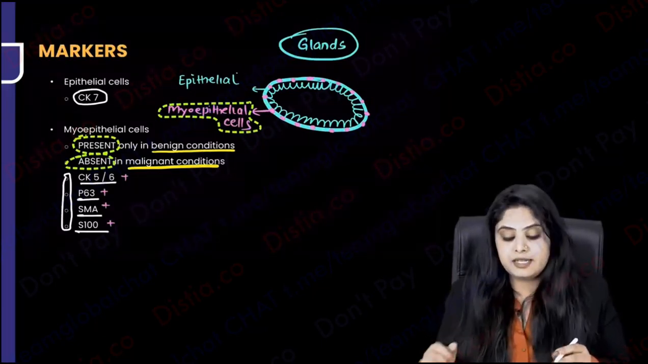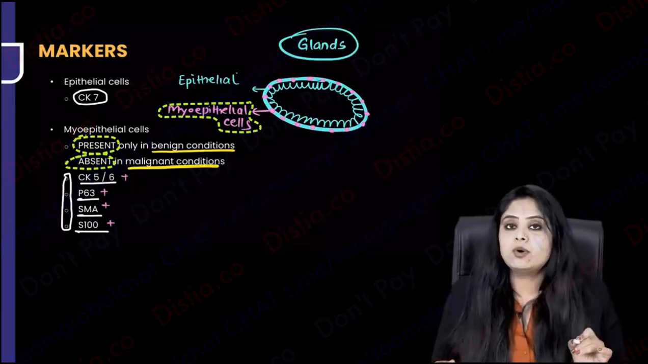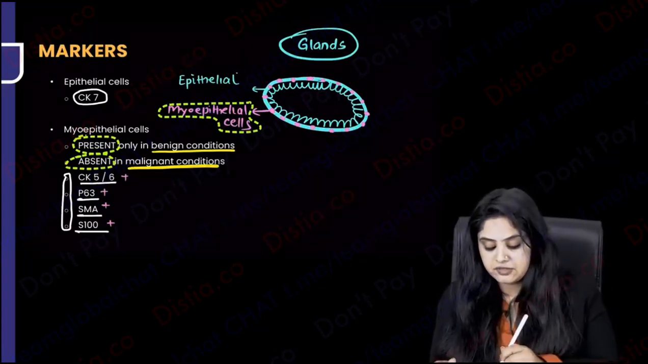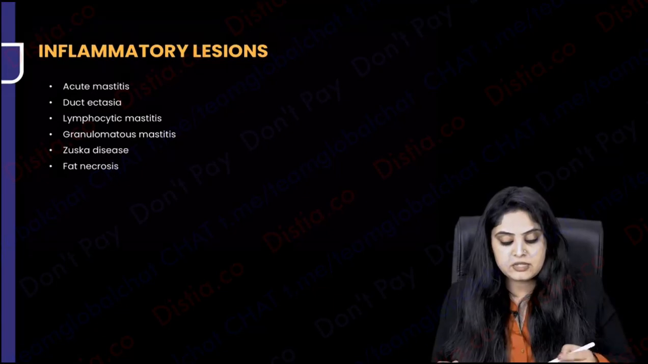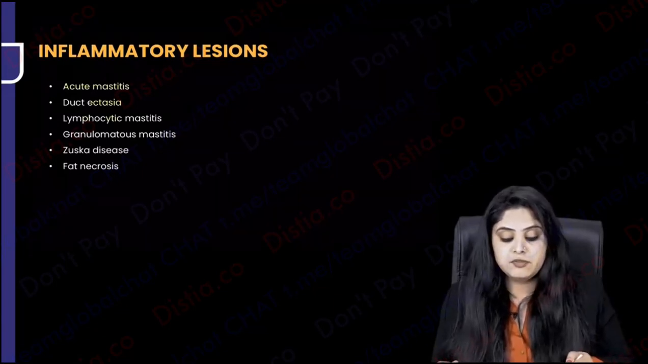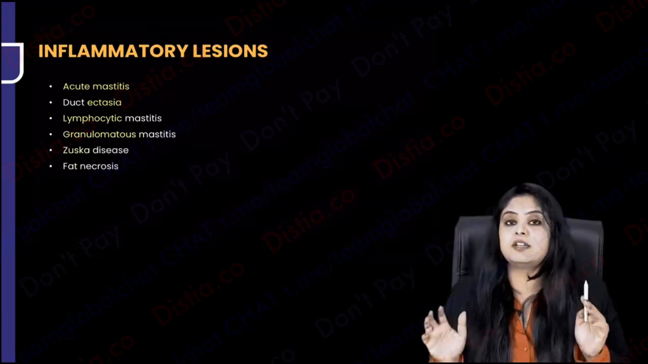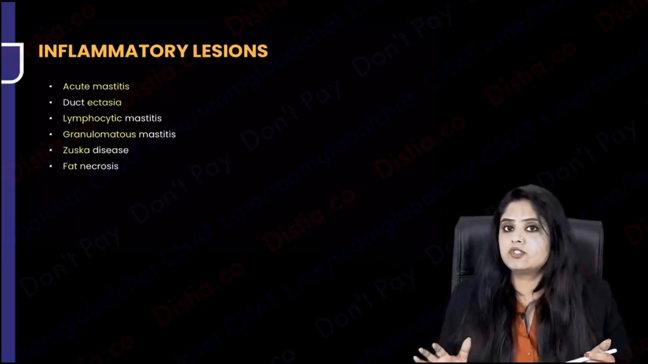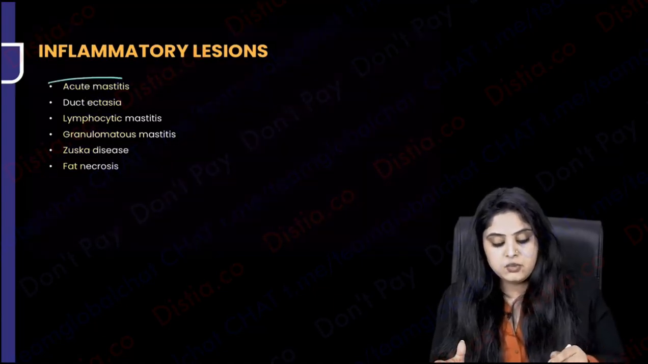And what is it for the inner layer? For the inner layer you have CK7. So that is your basic marker. Now can we start off with the diseases? I hope yes. So the first set of diseases that I want all of you to know are the inflammatory disorders. Beginning in that order, we'll be talking about acute mastitis, then duct ectasia, lymphocytic mastitis, granulomatous mastitis, Zuska disease and fat necrosis. That's the topic list that you have to cover, and there are very limited points in each that you need to know. So the first one that I'm starting with is going to be acute mastitis.